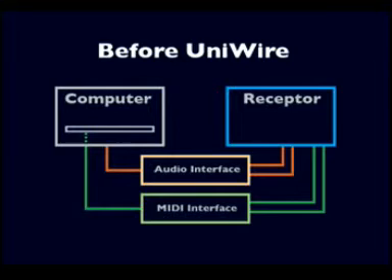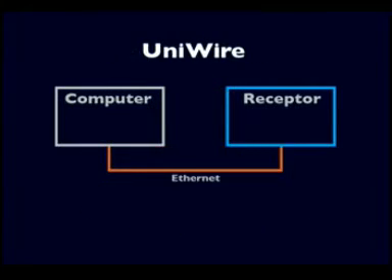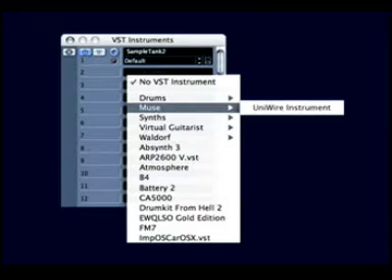You then configured one track in your sequencer to send MIDI data to Receptor and another sequencer track to receive audio from Receptor. But with Uniwire technology, the only cable you ever need between your Receptor and your computer is an Ethernet cable. Uniwire technology allows your digital audio workstation to send and receive all MIDI and audio data over a single Ethernet cable. And if simplifying your studio's wiring isn't enough, Uniwire also simplifies your sequencer configuration, because you can now communicate with Receptor by instantiating a Uniwire plugin, just like you would instantiate any plugin running on your host computer.